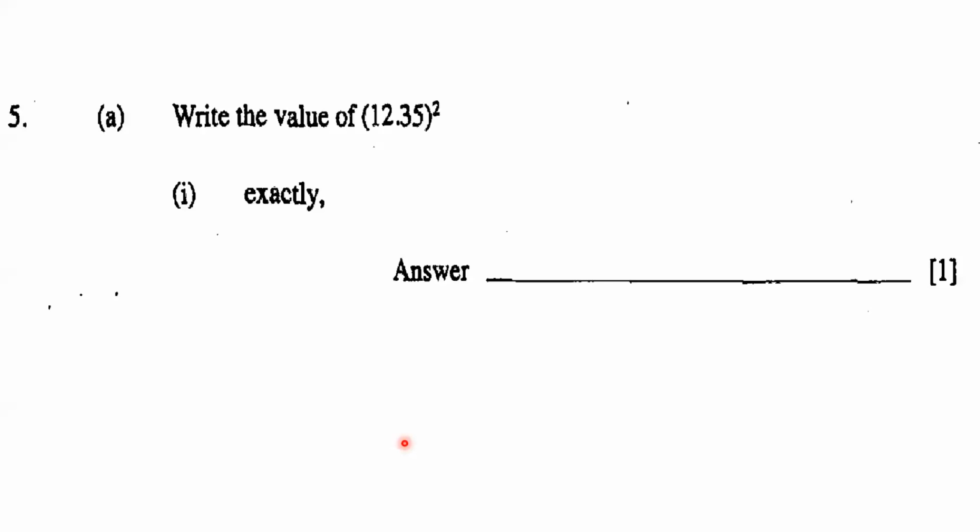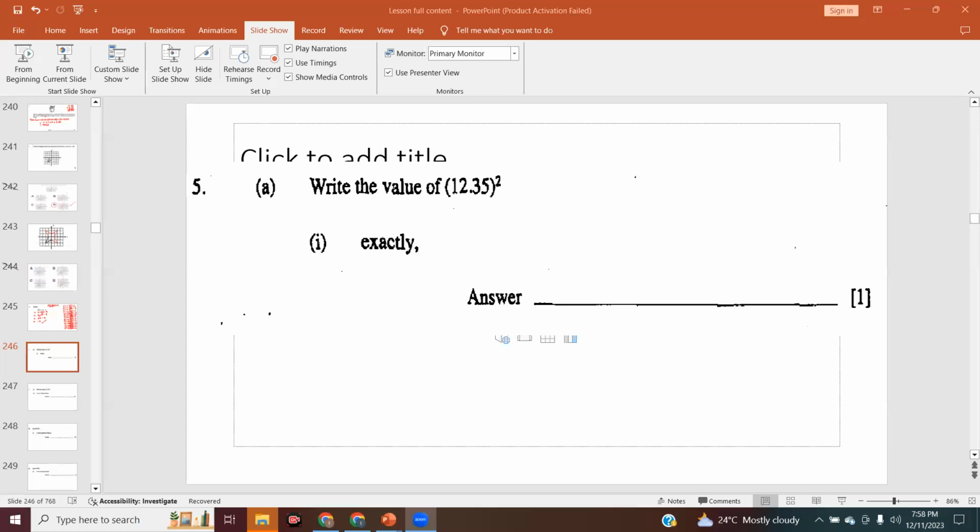Again, once you finish with your work, take a picture of it and send it to me via WhatsApp. Again, take a picture of your work and send it to me via WhatsApp. Write down the value of 12.35 squared.